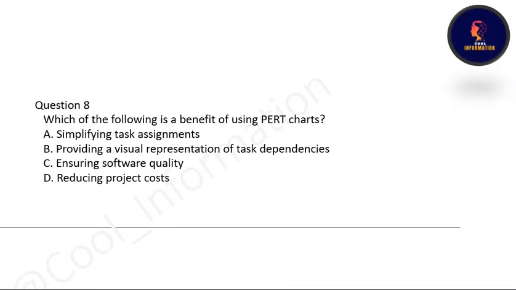Next question. Which of the following is a benefit of using PERT chart? So PERT chart provides a visual representation of task dependencies. Option B is correct here.